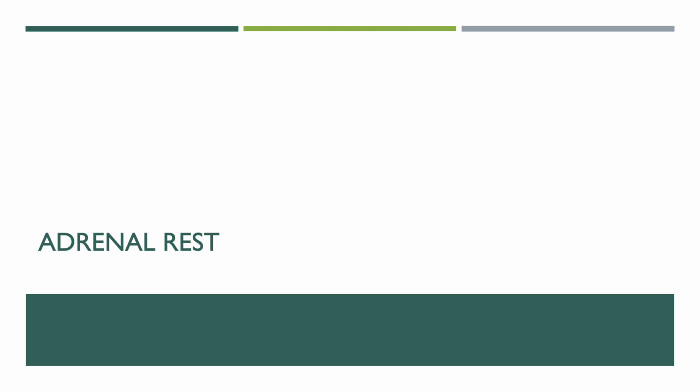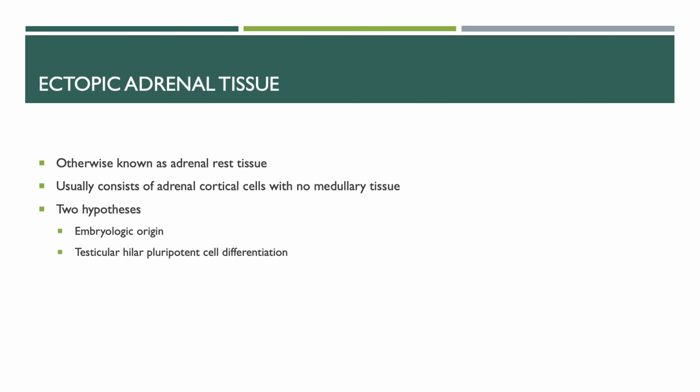Now I'm going to discuss where adrenal rest tumors come into the picture. Adrenal rest tissue is simply ectopic adrenal tissue. This tissue usually only consists of adrenal cortical cells with no medullary tissue. There are two main hypotheses as to why ectopic adrenal tissue occurs. The first theory being that the adrenal rest tissue occurs in embryology with gonadal descent. I'll show this to you on the next slide.